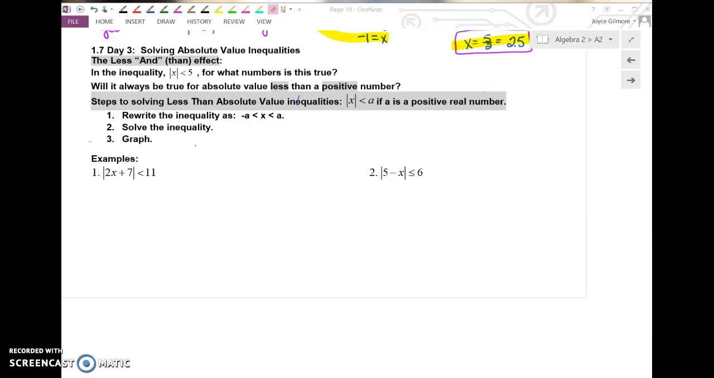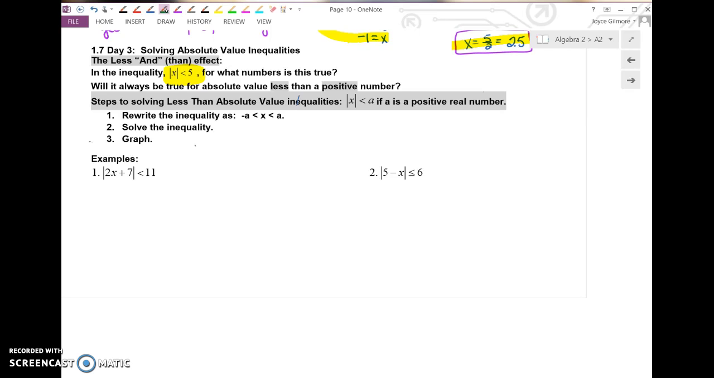Today we are going to look at absolute value inequalities. So instead of absolute value equations, now we're going to look at what happens when we have less than or greater than with absolute value. So first I would like you to think about this inequality. The absolute value of x is less than 5. For what numbers is that inequality true?